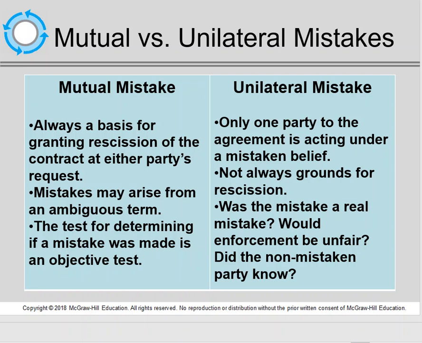In a unilateral mistake, only one of the parties is acting under a mistaken belief. The general rule about a unilateral mistake is that rescission, or getting out of the contract, is usually not granted. There is an exception: courts will grant relief for a unilateral mistake and allow the person who was mistaken to get out of the contract if the person was truly mistaken and a serious injustice would result from enforcing the agreement.